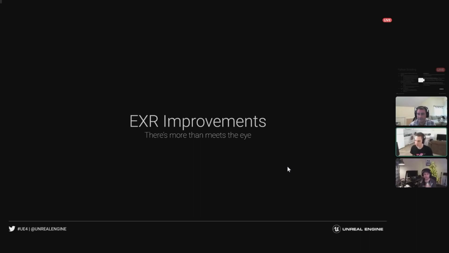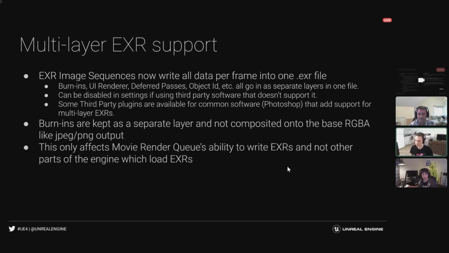Okay, so next we're going to talk about some of the EXR improvements that we've made. One of the big things that we've done is that EXR image sequences can now write all the data into one EXR file. Before we would make an EXR, but we'd have one EXR per output type. And so that has all been combined into one file, which makes it much easier to pass around data because you just send somebody a single file instead of having to send 7 files and things like that. So when you render with burn-ins or a UI renderer, ObjectID, those are all going to go into separate layers in one file now. This can be disabled in the settings.